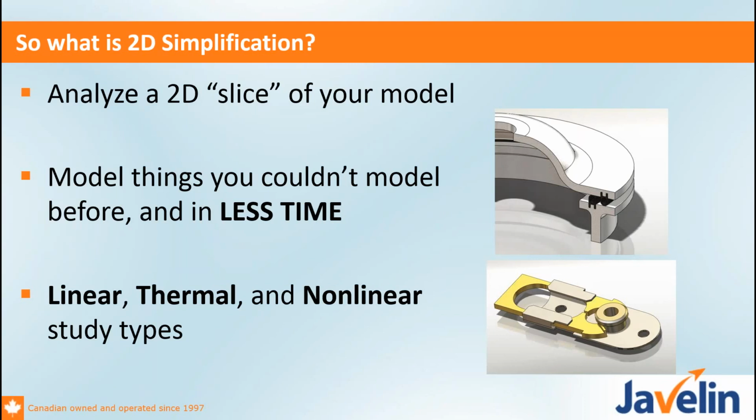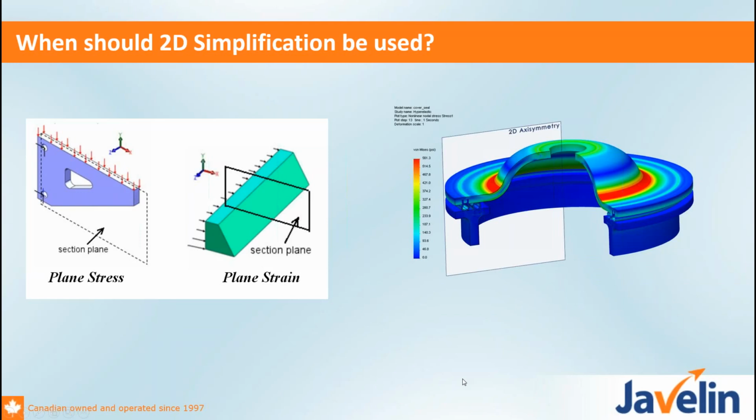What 2D simplification lets you do is look at just a 2-dimensional slice of your model. I'm not talking about a thin, like 5-degree wedge or anything like that, literally 2D. This is going to let you model things you either couldn't model before, or things that take a very long time to solve, and do it in a very, very short time. 2D simplification is supported for linear studies, thermal studies, and nonlinear studies. When should it be used is what we'll talk about first.